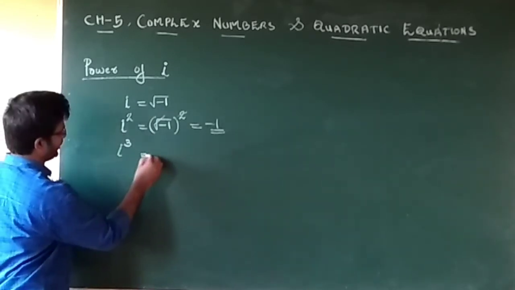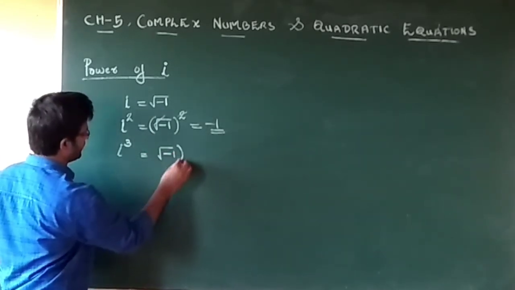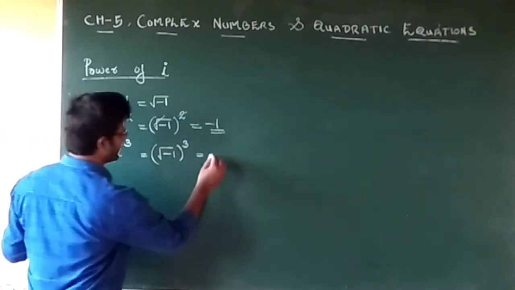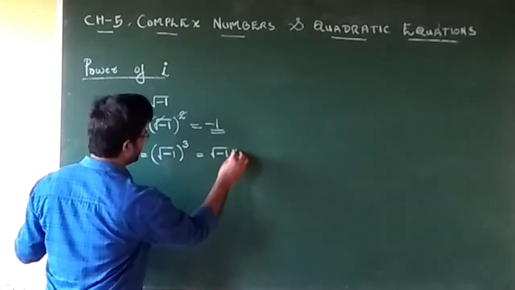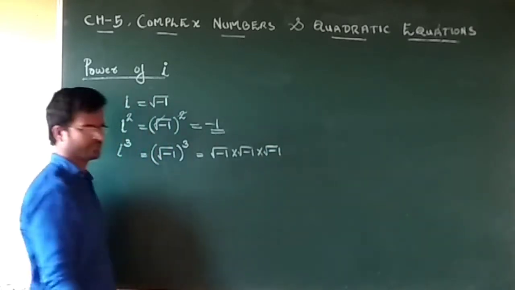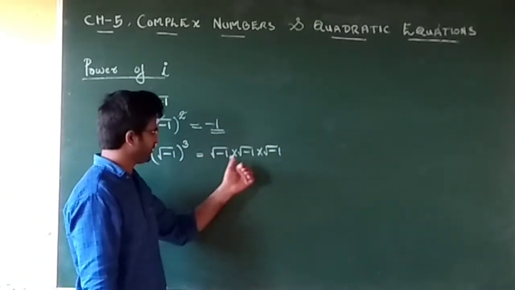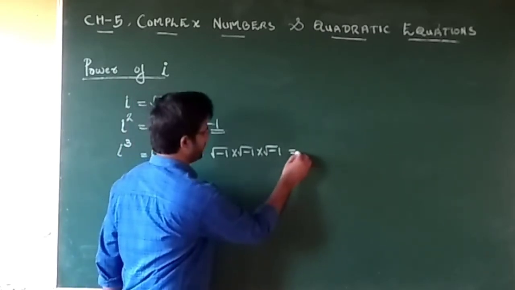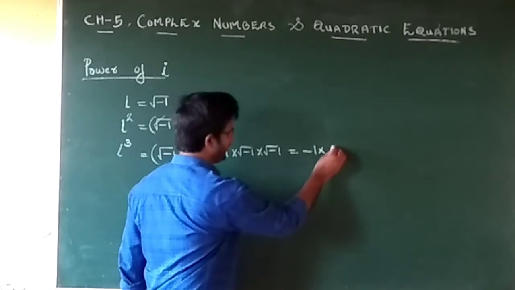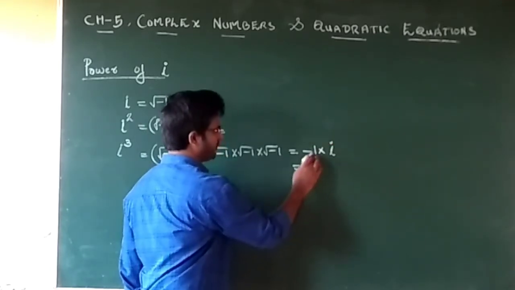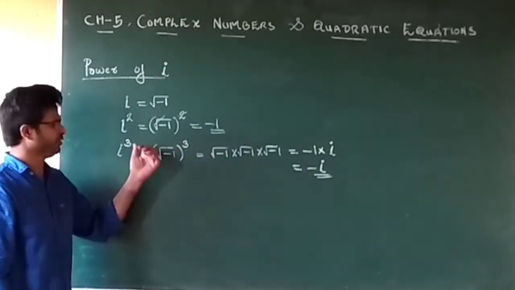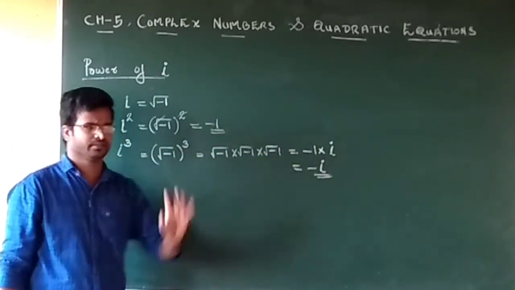i cube means square root of minus 1 whole cube. This one we can write square root of minus 1 into square root of minus 1 into square root of minus 1, 3 times. Then square root of minus 1 into square root of minus 1, answer is minus 1, into, what is square root of minus 1? But we can write again i. Minus 1 into i, minus i. i cube means we can write directly minus i.